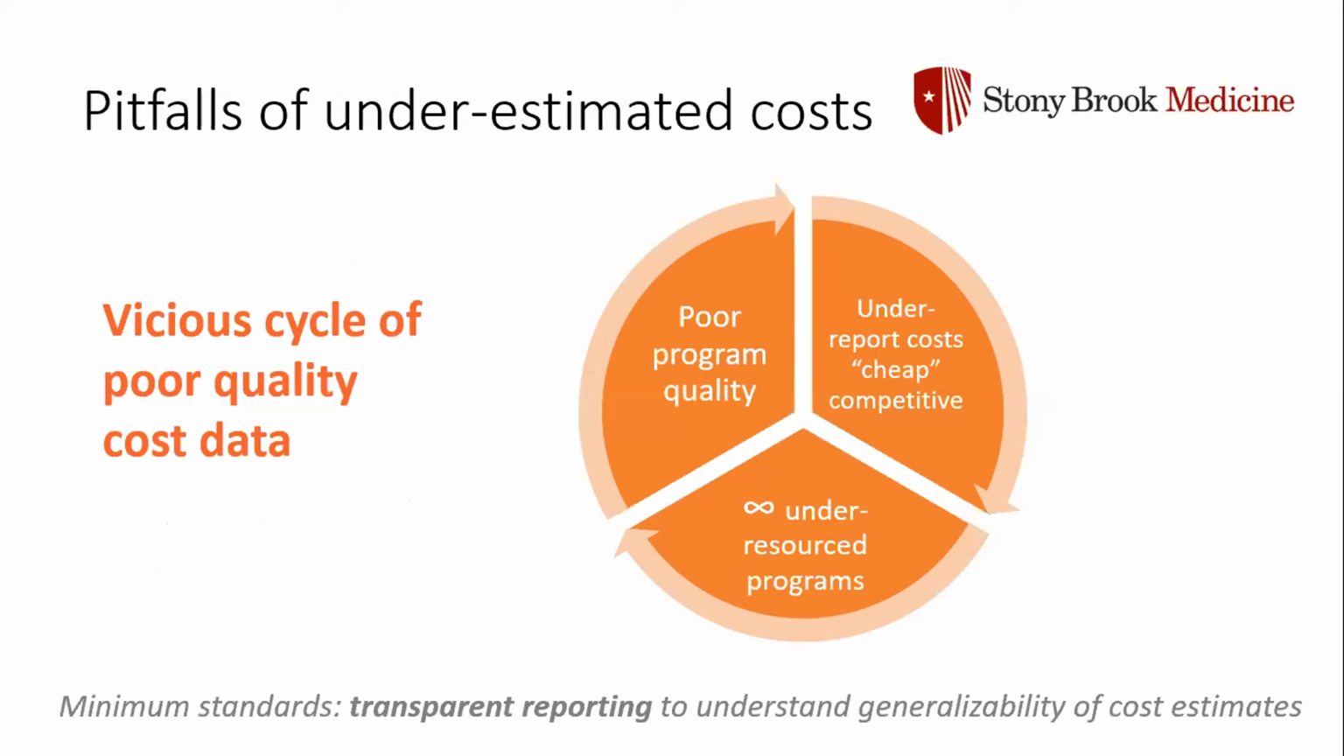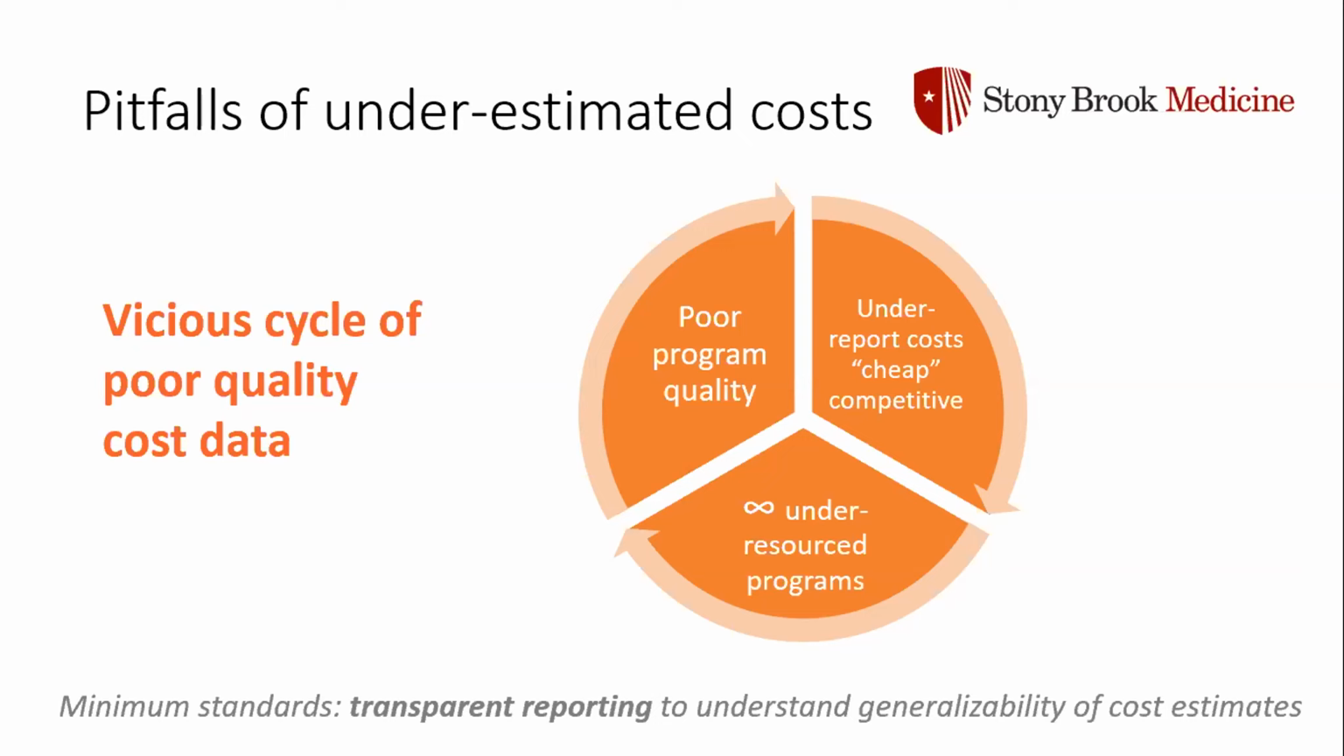Please be aware of underreporting costs. Underreporting costs takes less effort and less time and makes your program look less expensive and more cost-effective. But there are some important pitfalls to this approach. Here we have depicted the vicious cycle of poor quality cost data. The first step is often to underreport costs to appear cheap or competitive, perhaps at the proposal stage. This means that we have perpetually under-resourced programs, and this results in poor quality programs because they don't have the resources they needed to function well.